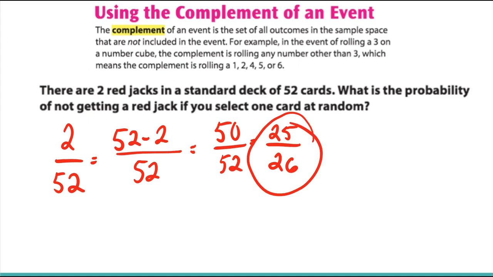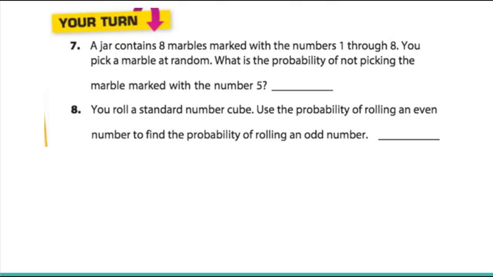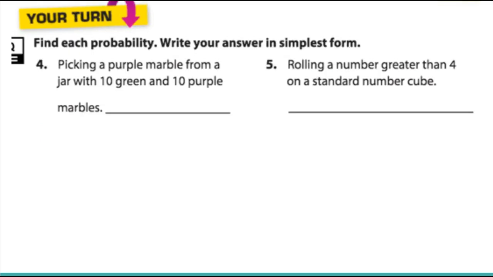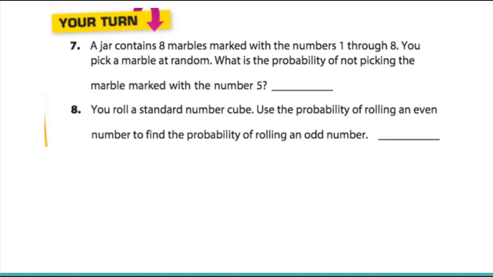Again, pause the video, try the your turn, then come back to the video. So our first your turn says, a jar contains 8 marbles marked with the numbers 1 through 8. You pick a marble at random. What is the probability of not picking the marble marked with the number 5? Well, there's a 1 in 8 chance that we picked the number 5. That means the complement would be picking anything that is not the number 5. So that would be 7 out of 8, because there are 7 other numbers other than 5 out of the 8 total numbers that are in the jar.